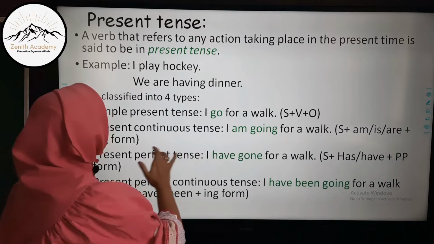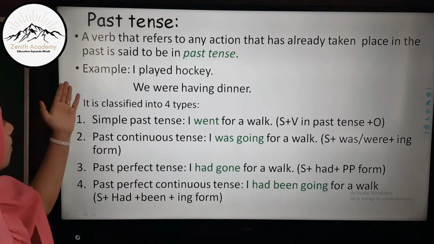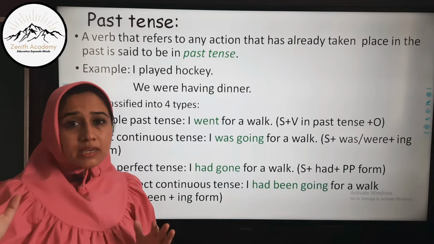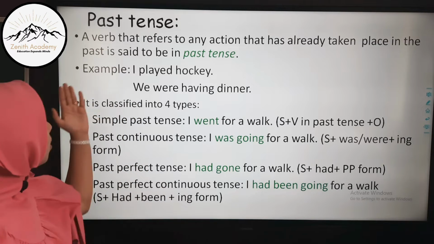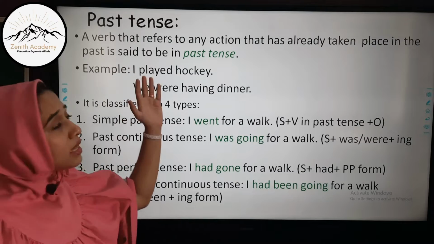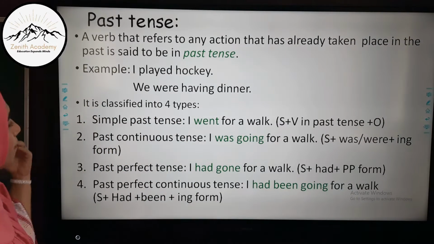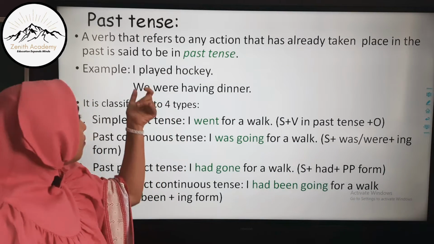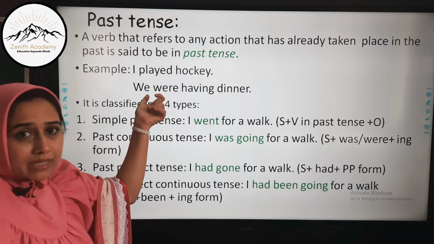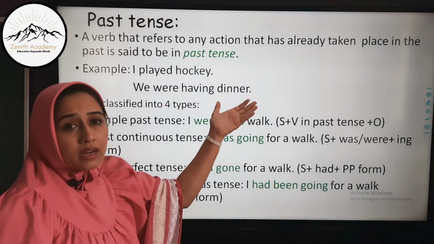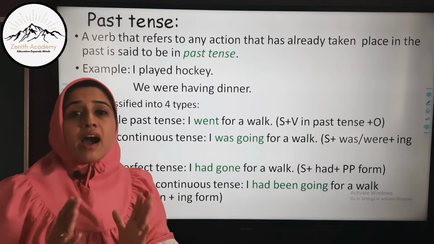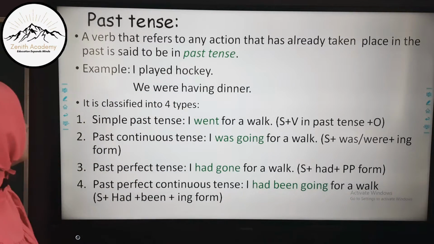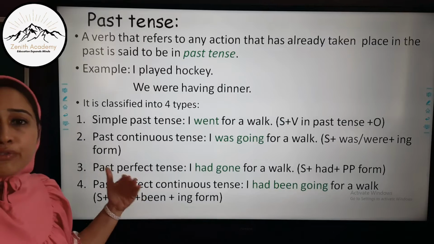Let's move to the next tense, that is past tense. A verb that refers to any action that has already taken place in the past, in the time that is already over, is said to be in the past tense. For example, I played hockey. In the present tense it was I play hockey. Here the verb becomes played in the past tense. We were having dinner. In the earlier slide the example was we are having dinner. The action was going on in present tense. Are becomes were. Now, past tense is also classified into 4 different types.